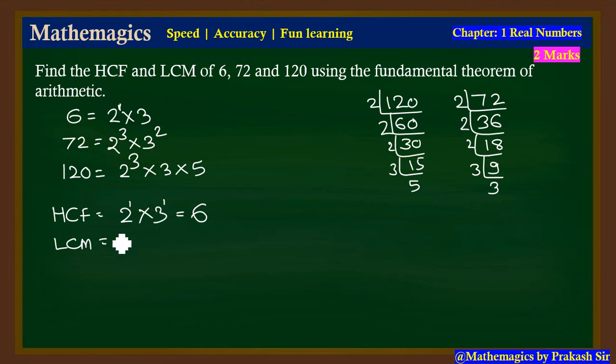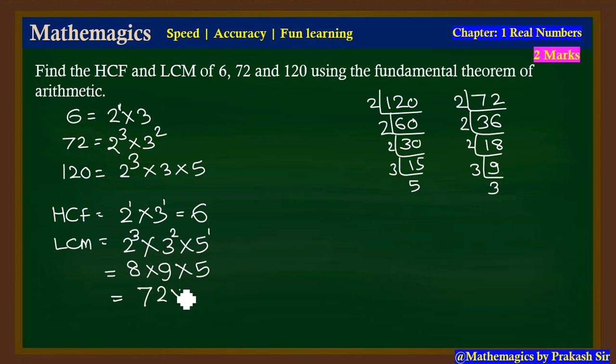Now we are going to calculate the LCM. In case of the LCM, we write all the numbers with the highest power. So what are the numbers? The first one is 2, the second is 3, then the next is 5. The highest power of 2 is 3, the highest power of 3 is 2, and 5 is alone, so it has the power 1 only. Now 2 to the power 3 is 8, multiply 3 to the power 2, which is 9, multiply 5. So 8 nines are 72, multiply 5, and the answer is 360.